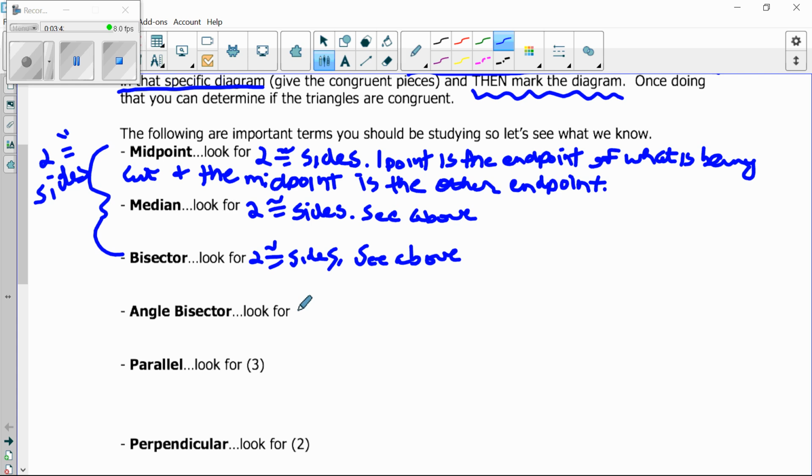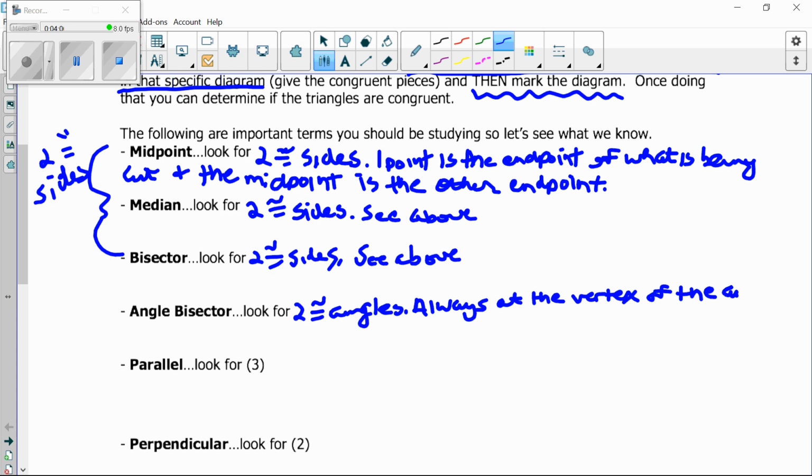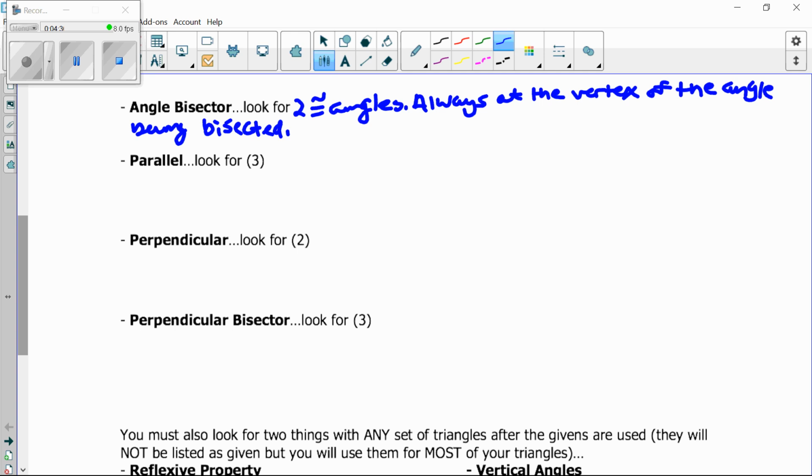The next thing that we're going to do is look at an angle bisector. So with an angle bisector, we look for two congruent angles. Those angles are always at the vertex of the angle being bisected. When we are doing this, it's easiest to label those angles 1 and 2, just so that you don't make a mistake with order, because remember, order matters.